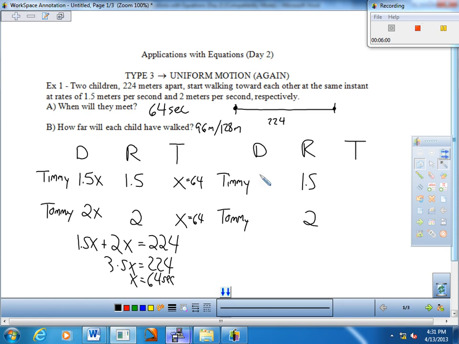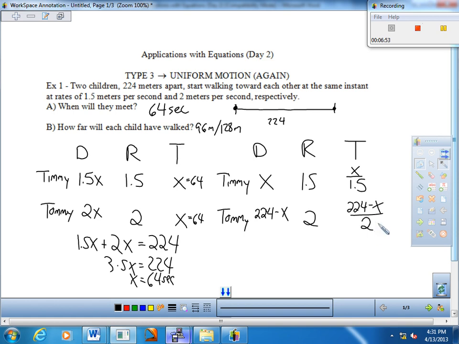And so what you can do is say, all right, well, Timmy's going to walk X number of meters. And here would be my question to you. If Timmy walks X meters, what does Tommy walk? And in this case, I hope you would say it's 224 minus X. And so now, guys, your variable happens to be under the distance. Could we still potentially use distance and rate to come up with the third column right here? Yeah. Distance divided by rate. So the time it takes Timmy to walk is X over 1.5. The time it takes Tommy to walk is 224 minus X over 2.